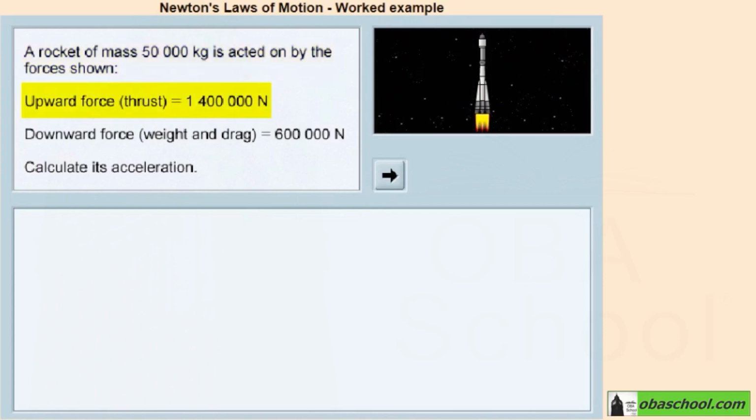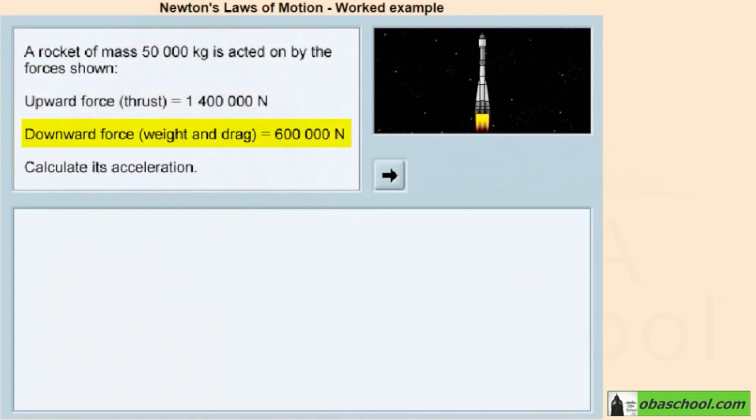The upward force, the thrust, is equal to 1,400,000 newtons. The downward force, which is the weight and drag, is equal to 600,000 newtons. So let's calculate its acceleration. Try to solve it on your own first.